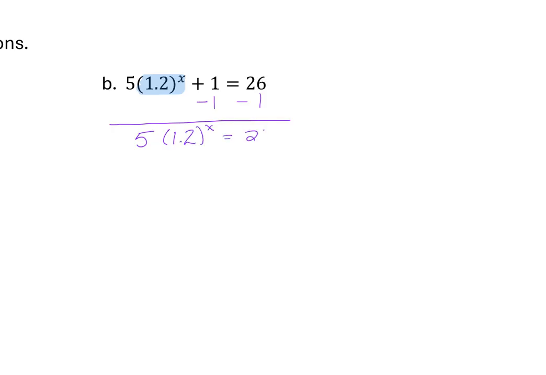We get 25. I still have the 5 on the outside. This is 5 times 1.2 raised to the x. And so we can divide by 5. And now we have our exponential isolated.